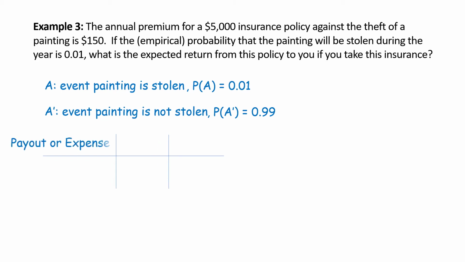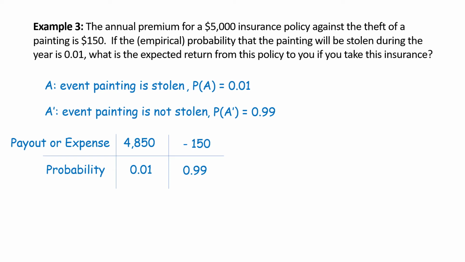We'll begin with your payout or your expense and the probability associated with it. Think about this carefully. If that painting is stolen, you will get a $5,000 check from the insurance company. However, you've already paid $150 for it, and that $150 will not be returned. Thus, the payout is only $4,850, and that probability is 0.01. You love this painting, and so it costs you $150 a year to insure it. The probability that it's going to get stolen is 0.01, so the probability that it's not stolen is 0.99.